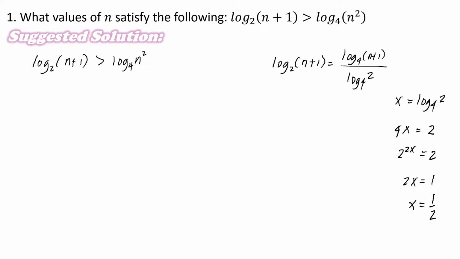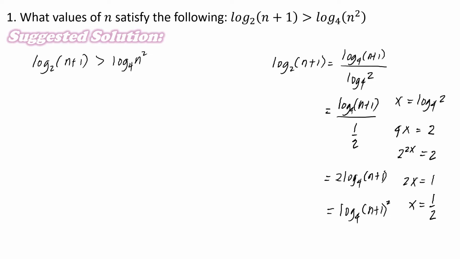Kung ang x ay logarithm of 2 to the base 4, ang logarithm of n plus 1 to the base 2 ngayon ay logarithm of n plus 1 to the base 4 over 1/2. I-simplify natin, ito ay magiging 2 times logarithm of n plus 1 to the base 4. Gamit ang power rule ng logarithm, ito ay logarithm of quantity n plus 1 squared to the base 4. Maaari na tayong bumalik sa ating problem. Ibig sabihin, ang logarithm of n plus 1 to the base 2 ay logarithm of quantity n plus 1 squared to the base 4, and this is greater than logarithm of n squared to the base 4.